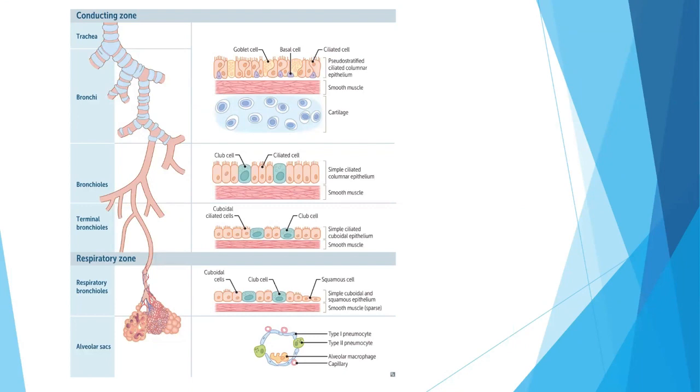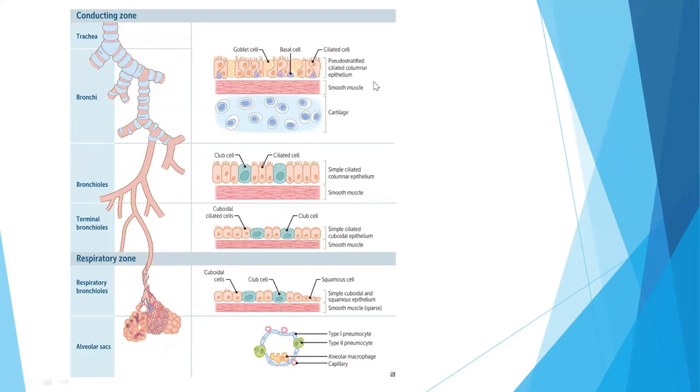Conducting zone. Here we can see the different zones, the conducting zone and the respiratory zone that we talked about in the beginning, and also how the histology progresses. Here you can see in the trachea and bronchi there is an abundant amount of cartilage. In the bronchioles, the cartilage disappears, and there is only smooth muscle and simple ciliated columnar epithelium, not pseudostratified but simple ciliated columnar epithelium. Again, in the terminal bronchioles, there are cuboidal ciliated cells, so there is simple ciliated cuboidal epithelium.